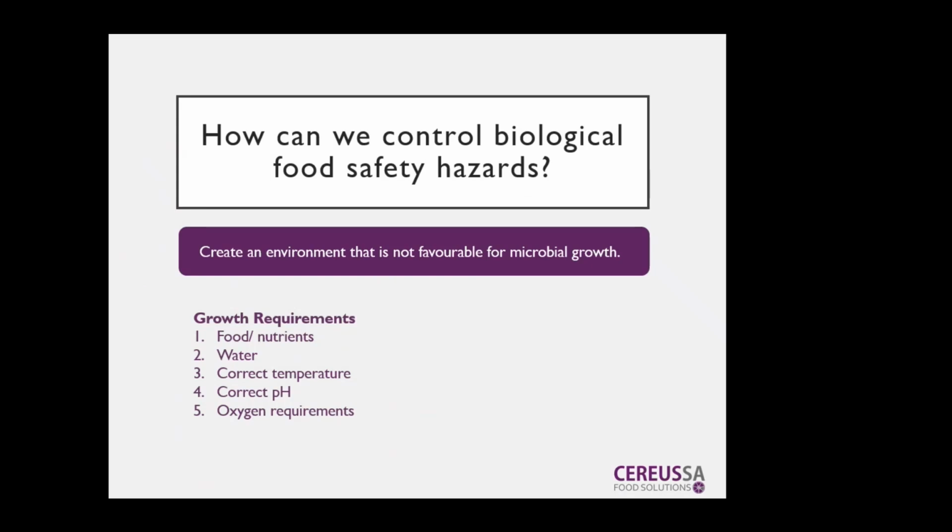So now that we know all of this information about microorganisms, what can we do to control these biological food safety hazards? And that brings us back to the growth requirements. We have to create an environment that is not favorable for the microbial growth. Food, water, temperature, pH, and oxygen requirements. If we know what the microorganism needs to grow and multiply, then we can control their environment so that they cannot grow and multiply by taking away these growth requirements.